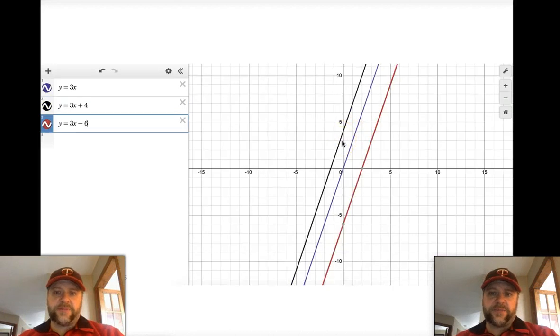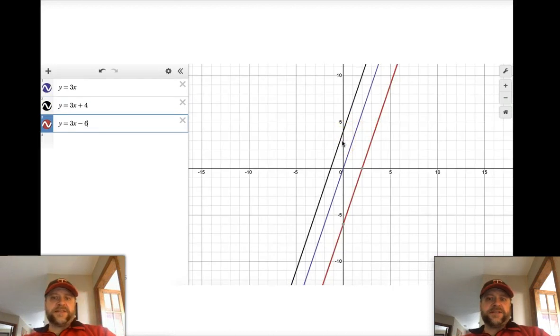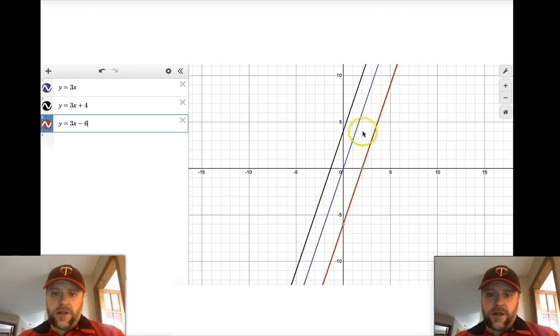Well, let's look at another example here. What if I do, instead of plus 4, I do minus 6? Again, these lines are all parallel to each other. I've just shifted where they are. This one is now down 1, 2, 3, 4, 5, 6. It's down 6. And that makes sense because this is 3x minus 6.